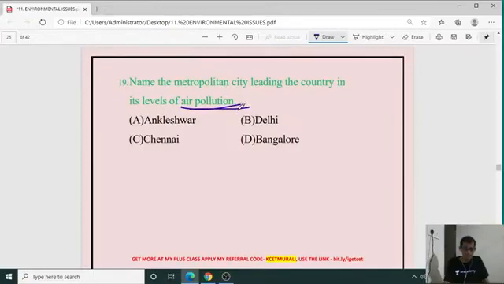Then name the metropolitan city leading the country in its high level of air pollution. So 19th one, once again Delhi. As we all know, during the time of the Commonwealth Games or in recent years in Delhi, we can observe the use of even numbered cars and odd numbered cars on particular days, isn't it? So for the 19th question it is B. For the 18th question also, you are right. B is the right answer.